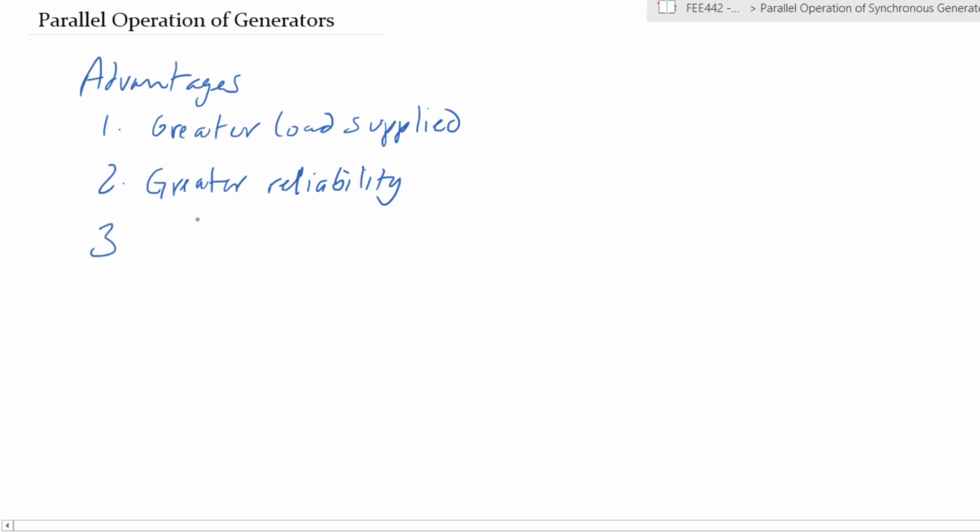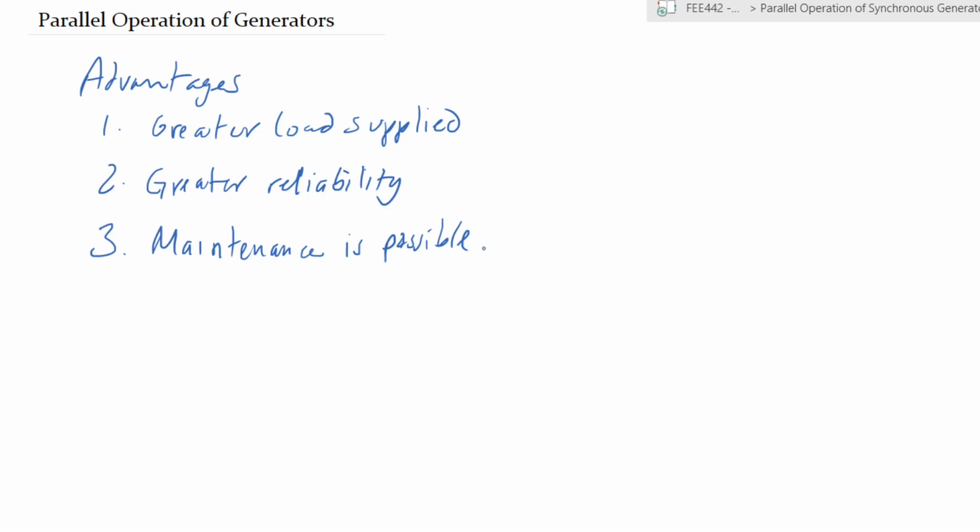And that leads us to the third one, which is the ability to maintain. So maintenance is possible while the generators are running. Again, if you have a bank of 10 generators and you need to pull one out for maintenance, depending on your load, the rest of the generators would be able to run continuously. You do not have to disconnect your loads in order to serve maintenance.